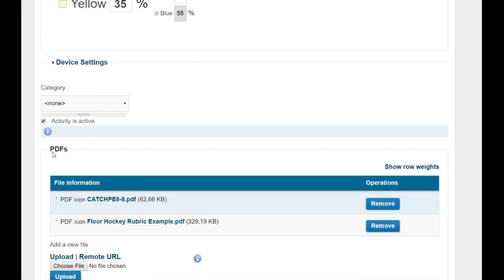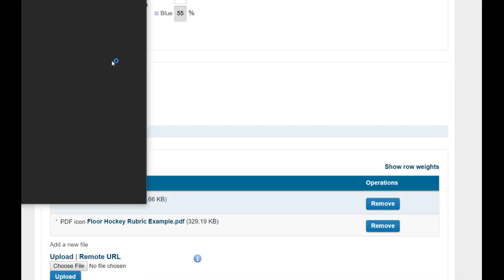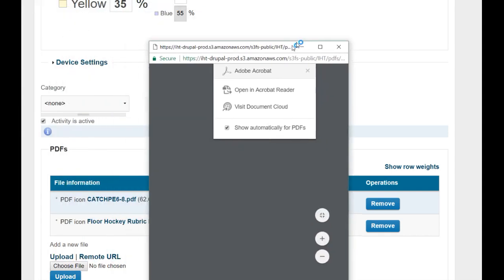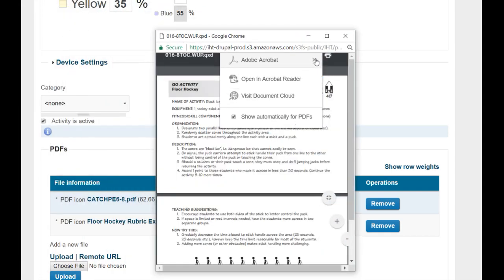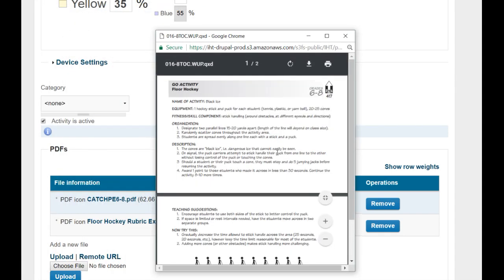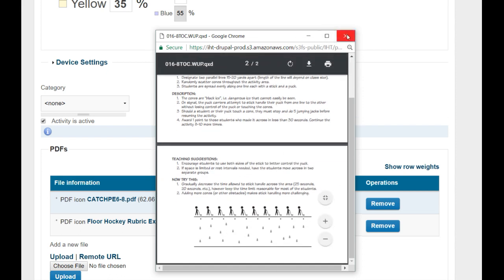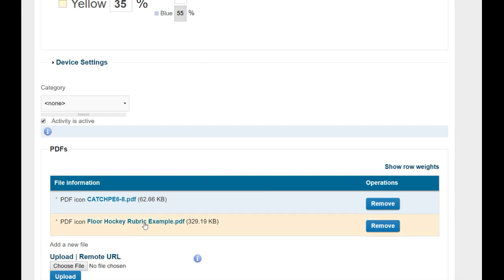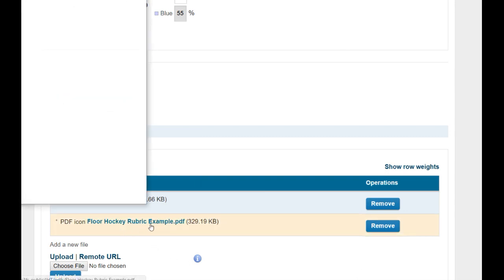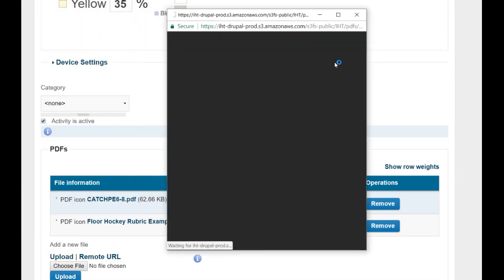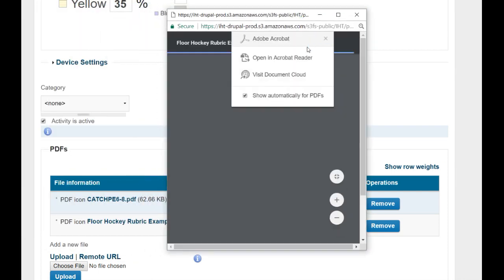Then when I slide down to where the PDFs are, you can upload as many PDFs as you need. So this happens to come from Catch. I have now added a PDF that is going to show me different things that I want to remember to do for this lesson and different types of strategies for teaching skills. The other thing that I have attached is a floor hockey rubric.